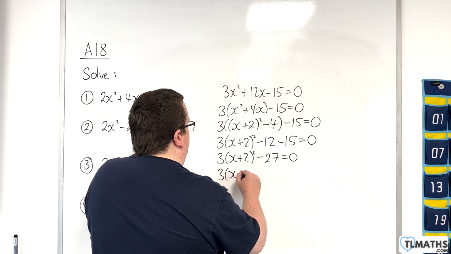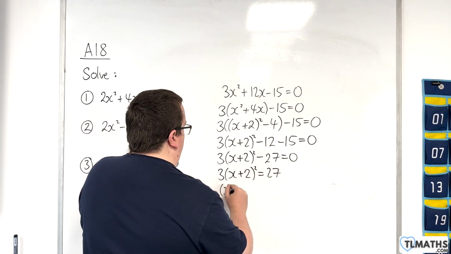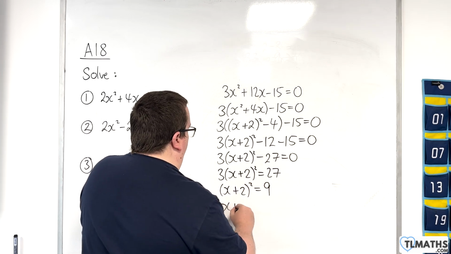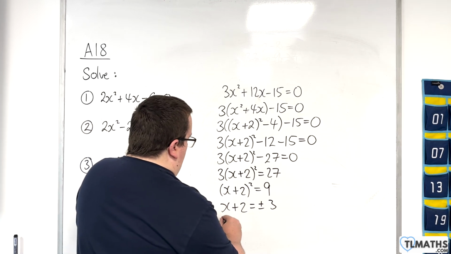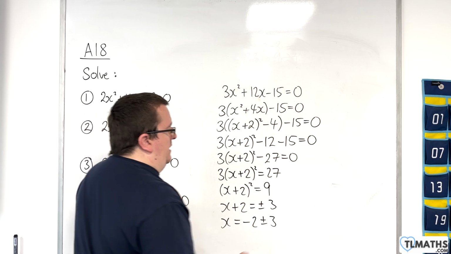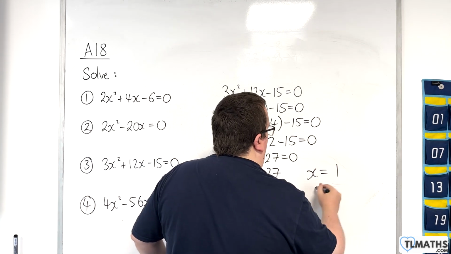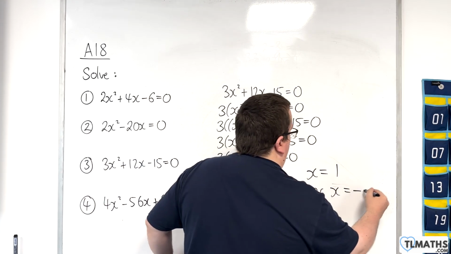Add the 27 to both sides. Divide through by 3. And then square root both sides. So plus minus 3 on the right hand side. And then subtract 2 from both sides. So minus 2 plus or minus 3. So x is equal to minus 2 plus 3, which is 1, or x is equal to minus 2 take away 3, which is minus 5.